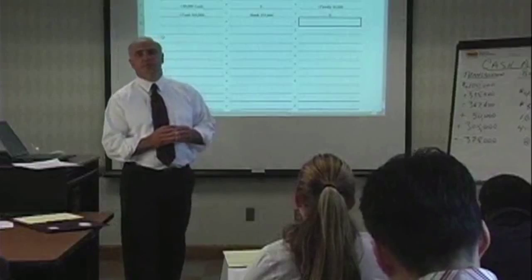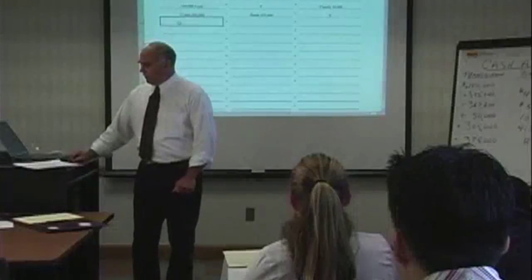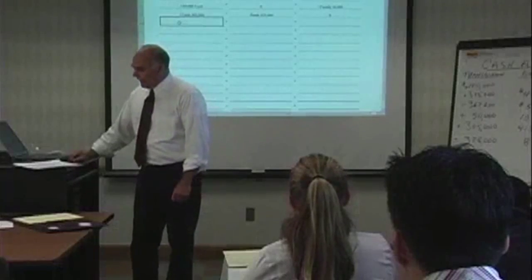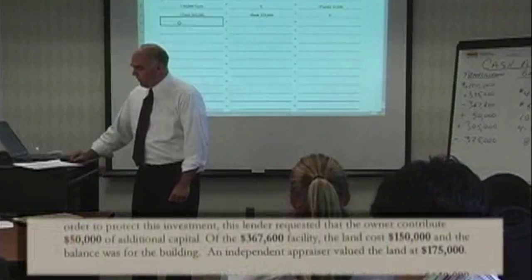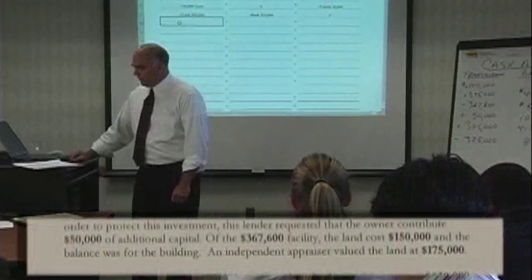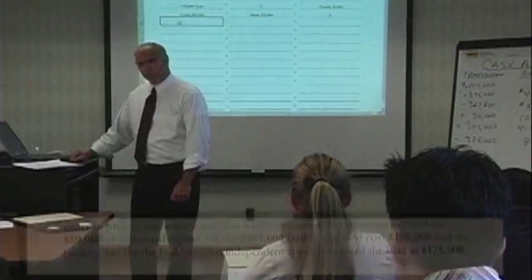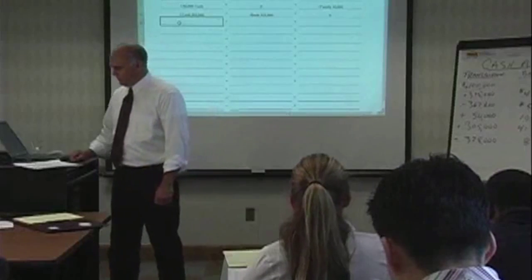Well, I think if you took the time to do so mathematically, we would find that indeed the things equal the people who made those contributions. But we're not productive as a restaurant yet. Of the $367,600 facility, we now find out that the land cost $150,000 and the balance was for the building. An independent appraiser valued the land, however, at $175,000.